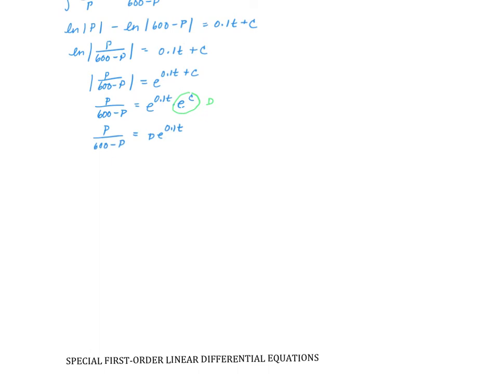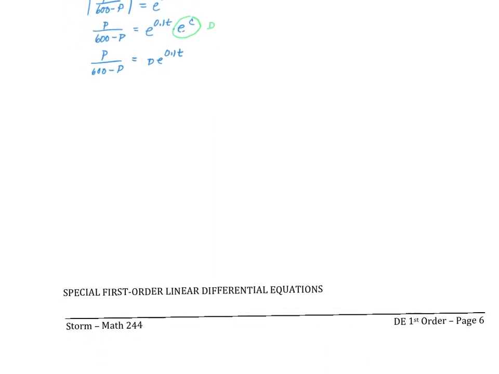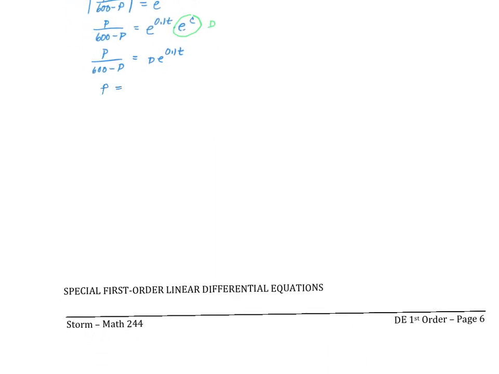Remember, my goal is to solve for P. I'm going to go ahead and multiply both sides by 600 minus P to get rid of the fraction, and then I'm going to go ahead and distribute. So P is equal to d e to the 0.1 t times 600 minus p. And then on the right, if I distribute the d e to the 0.1 t and get rid of the parentheses, I can also add p d e to the 0.1 t to both sides. So p plus p times d e to the 0.1 t, just a bunch of algebra, equal to 600 times d e to the 0.1 t.